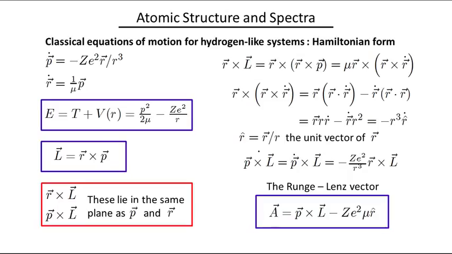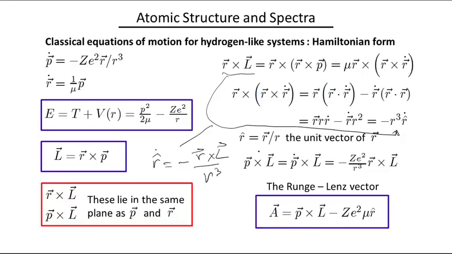So you see that R cross L is equal to R cubed times the unit vector of R dot. So this equation implies that the R unit vector dot is equal to minus R cross L divided by R cubed. But you see, that's what we have here.